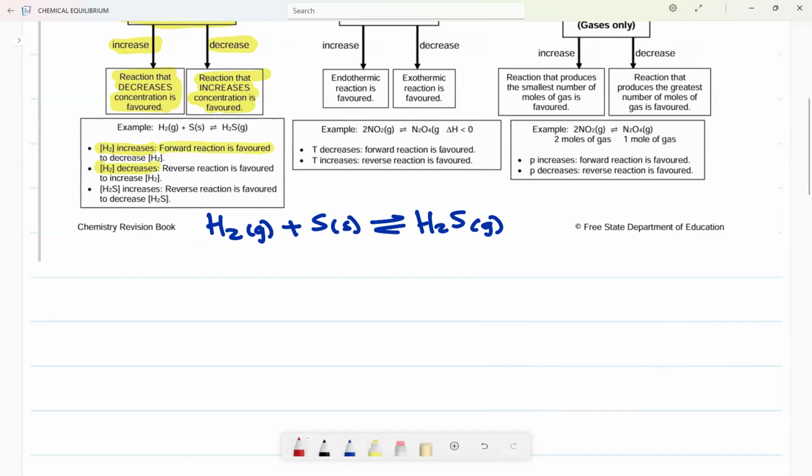If H2 decreases, I said put your disturbance here. This is your disturbance. H2 decreases. What will happen? Remember, if this is low, we will try to find a reaction that will add for us. Remember, we do not want this to be low. We do not want this to be high. Now what will happen? We will transfer heat to this side.